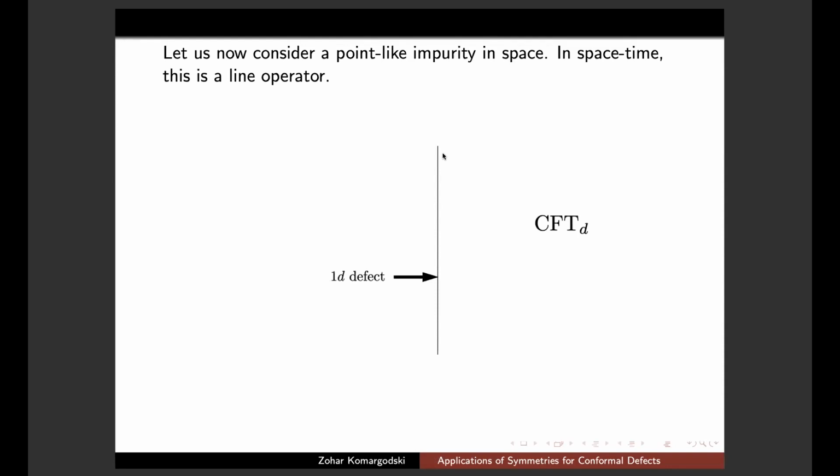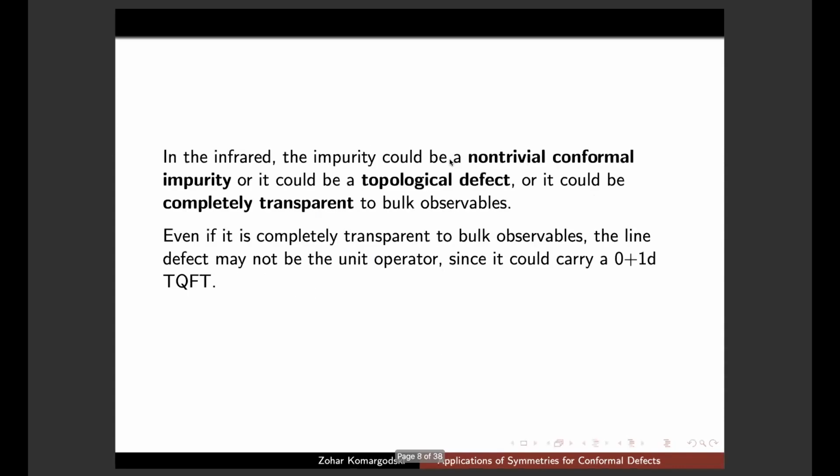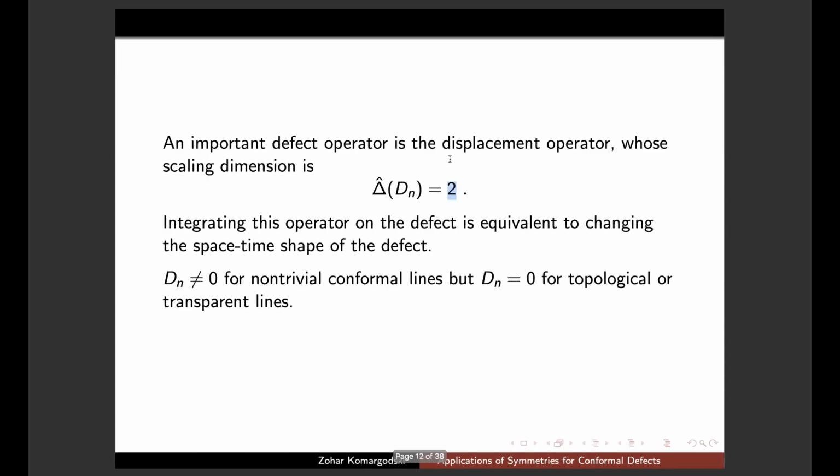But if you wanted to change the space-time curve, so it could describe a moving impurity, you could be measuring the response to a moving impurity. So this is what this displacement operator is good for. The displacement operator is used to change the space-time shape of the defect. So inserting the displacement operator on the defect is equivalent to changing the space-time curve.